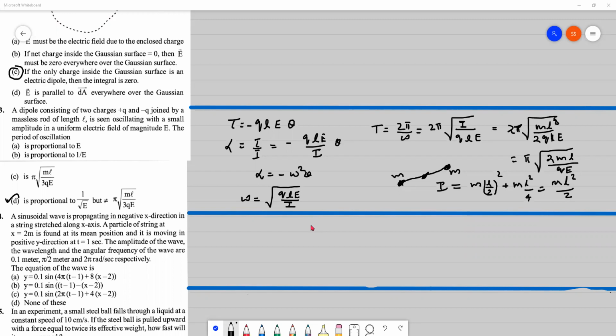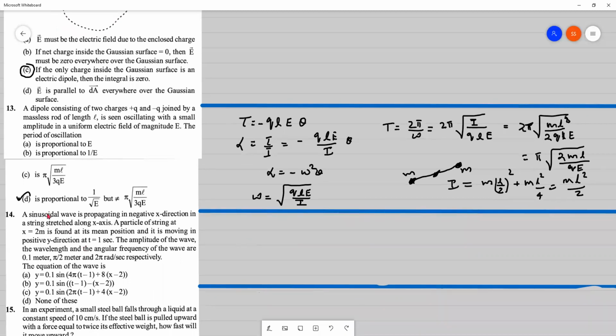So the question number is 14th question. In the previous lecture I did till question number 13. Now I'm continuing with my lecture, question number 14. The sinusoidal wave is propagating in negative x direction in a stretched string. The particle of the string at x is equal to 0 is found to be at mean position and it's moving in positive x direction.